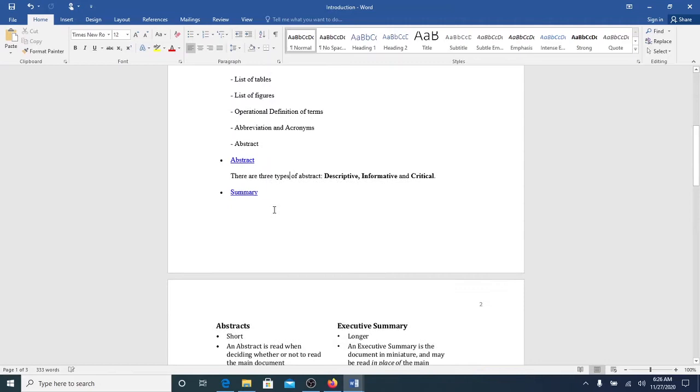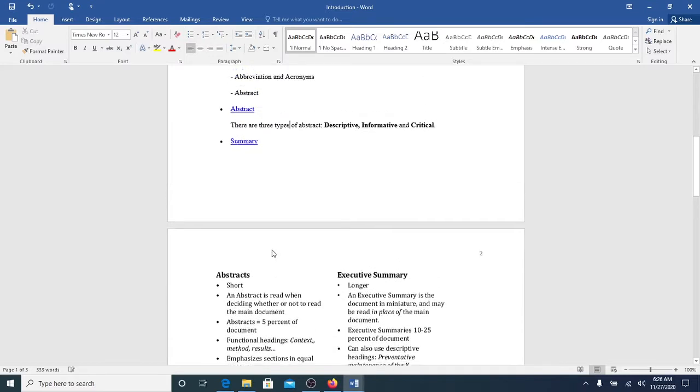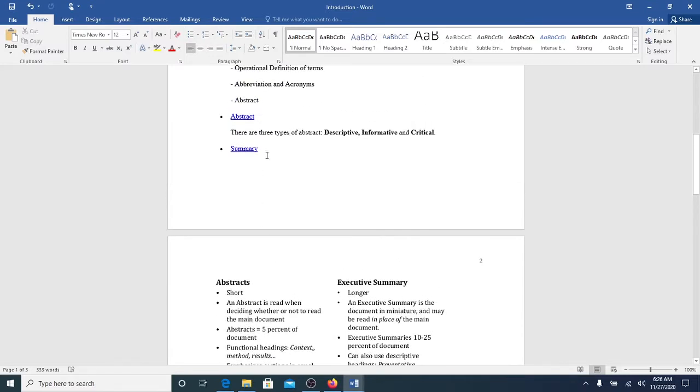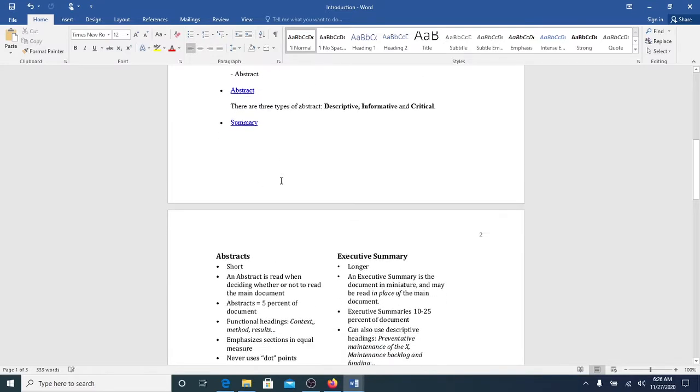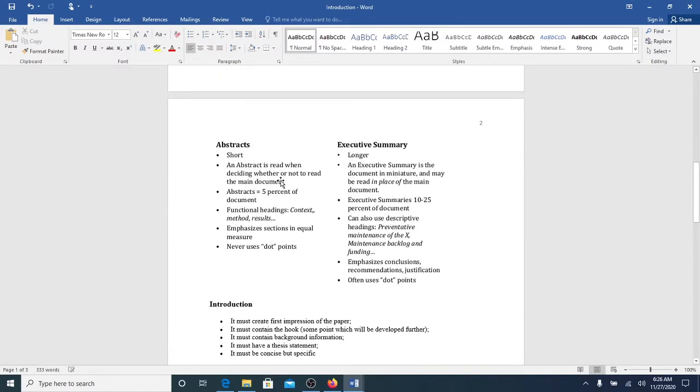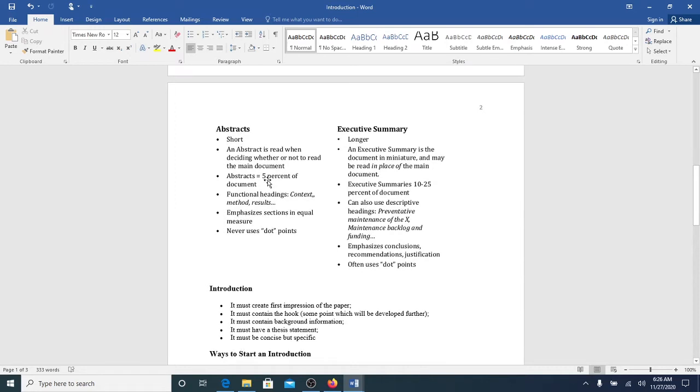The next part is the summary section. For a summary, you can write either an abstract or a summary. The difference between an abstract and a summary is that an abstract is short in nature. An abstract can only contain about 5% of the entire document.